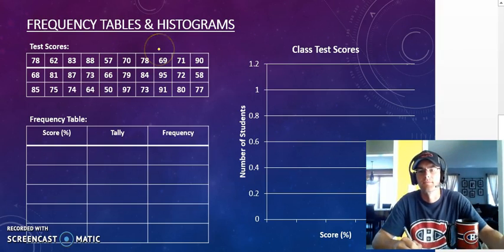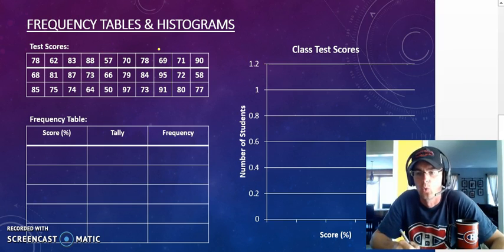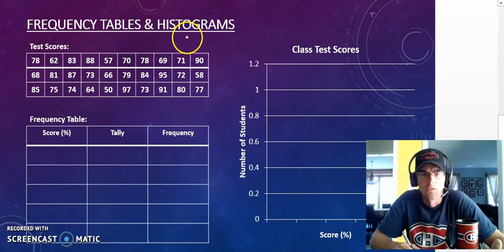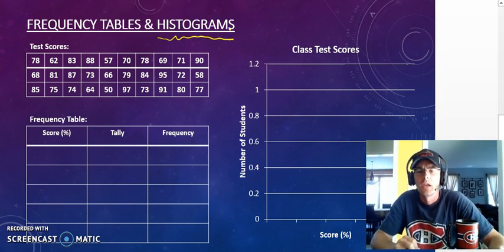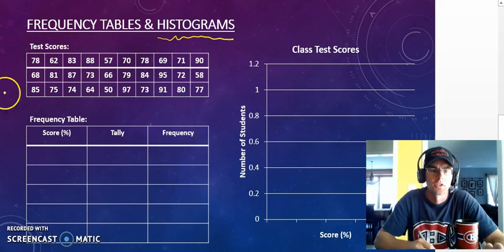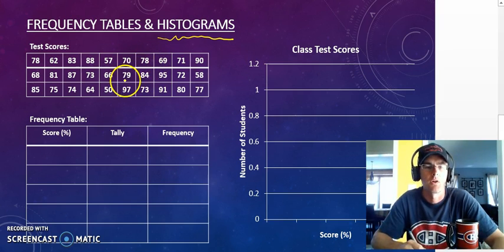All right. Today we are going to look at frequency tables and histograms. Now, first of all, histograms. If you have this large set of data here, like we do, this is 30 students. This is their latest test. Here are all the scores. There's 30 numbers here.